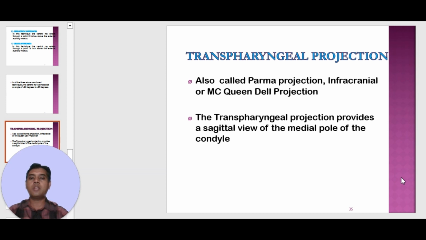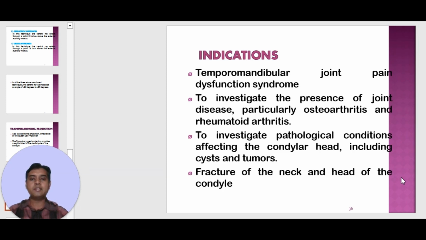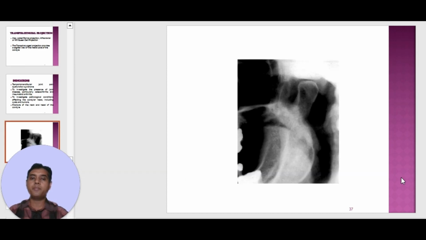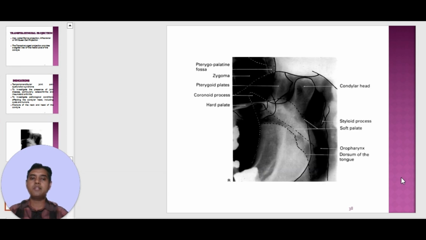Now coming to another projection, the transpharyngeal projection. This is also called the Palmer projection, infracranial or McCune-Dell projection. The transpharyngeal projection provides a sagittal view of the medial pole of the condyle. Indications are temporomandibular joint pain dysfunction syndrome; to investigate the presence of joint disease, particularly osteoarthritis and rheumatoid arthritis; to investigate pathological conditions affecting the condylar head, including cyst and tumor; and to assess fracture of the neck and head of the condyle. This is the resultant image and various structures seen.